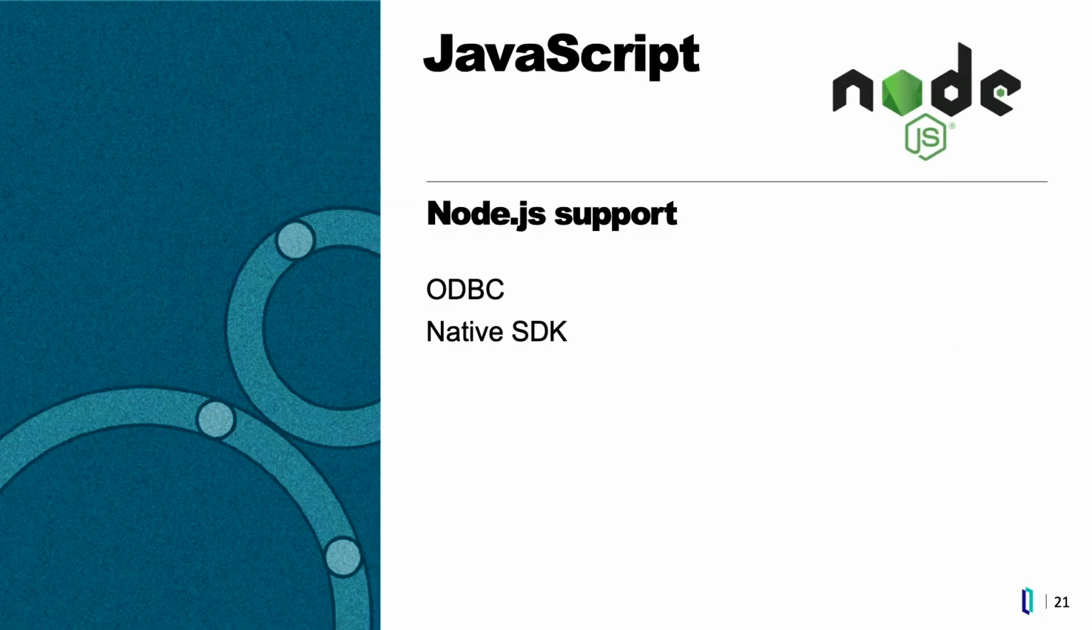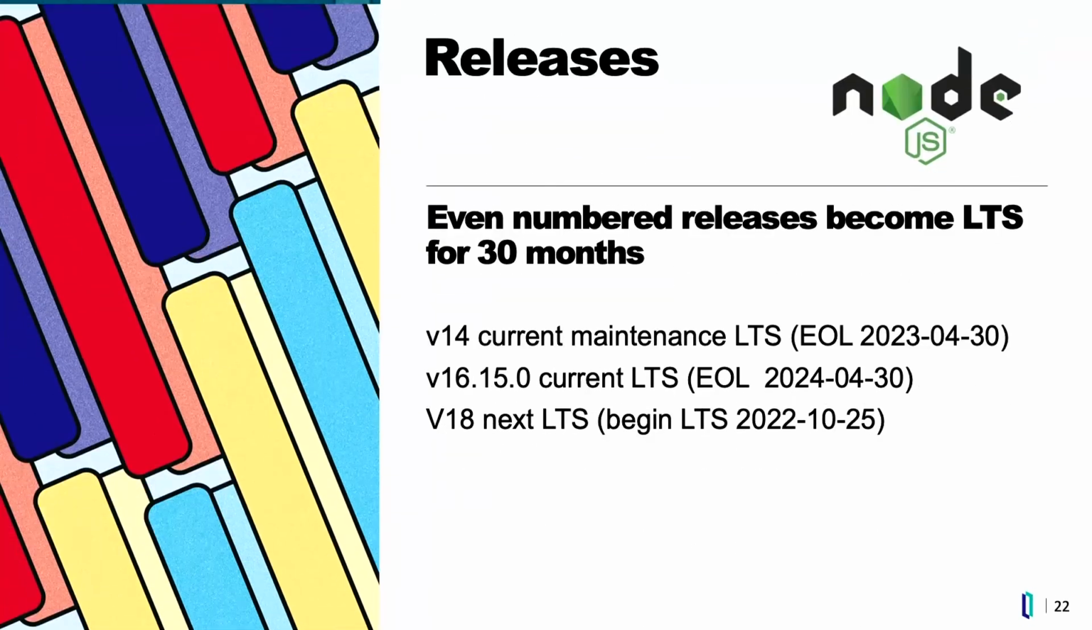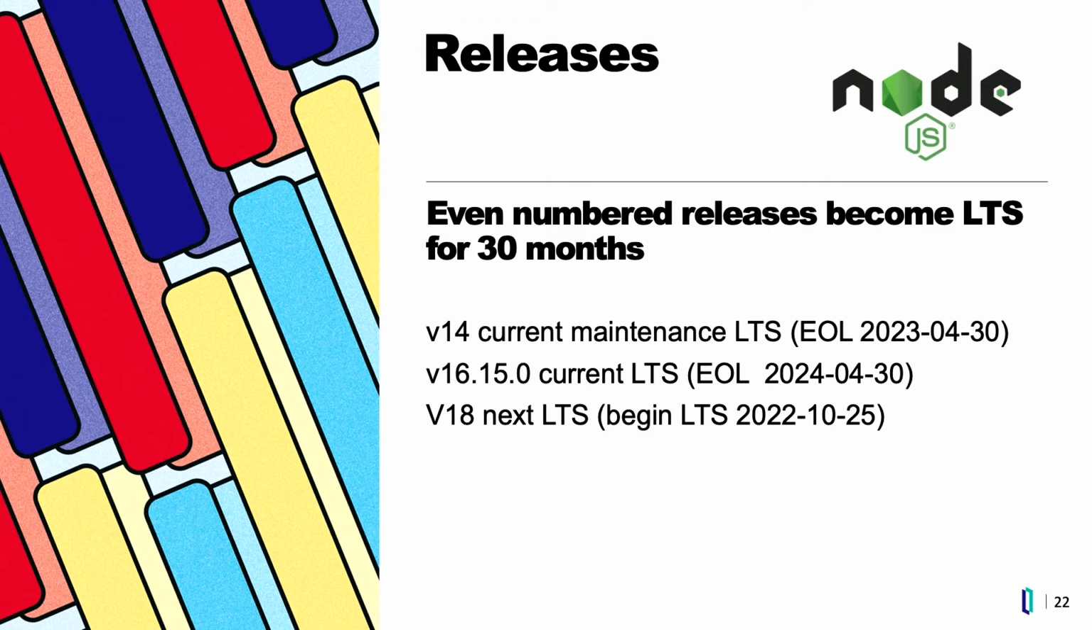JavaScript. That's a little bit simpler. There's not too much to say here. We still have support for ODBC and for native, right? These are basically the two big things that we have. That hasn't changed for a long time. So I'm also not going to show a demo here. That's basically the same stuff that we had all the time. Just covering the release mode for JavaScript on Node.